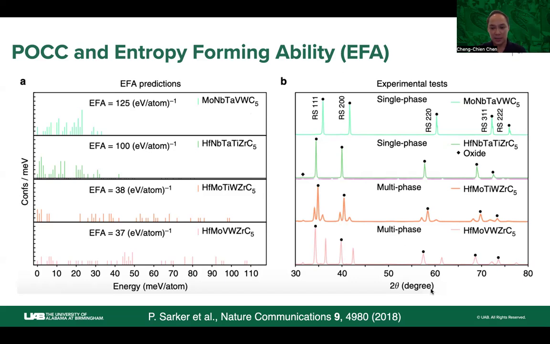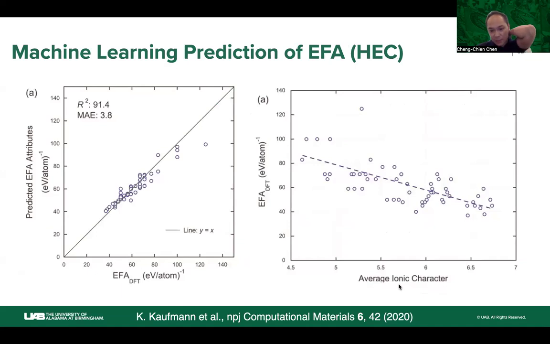Then, in a follow-up 2020 paper in Nature Computational Materials, the group also used machine learning to predict this EFA value. Here the vertical axis is the predicted value, and the horizontal axis is the actual value from density functional theory calculation. You can see they achieve pretty good agreement between the theory and the prediction.